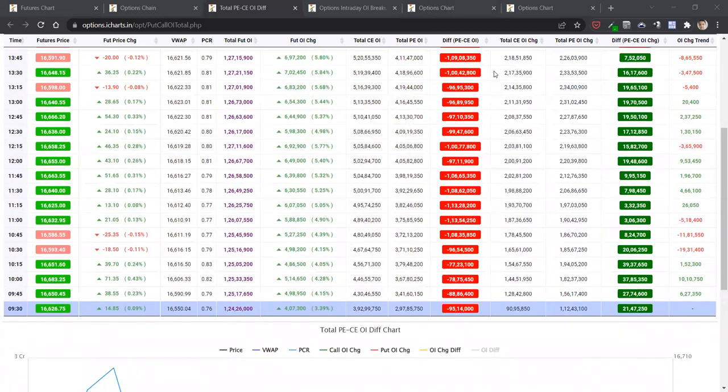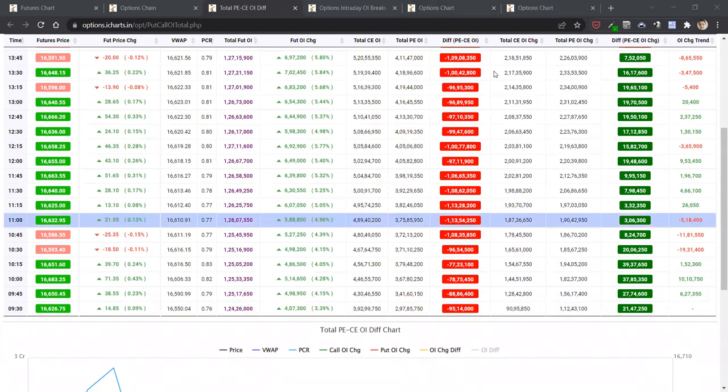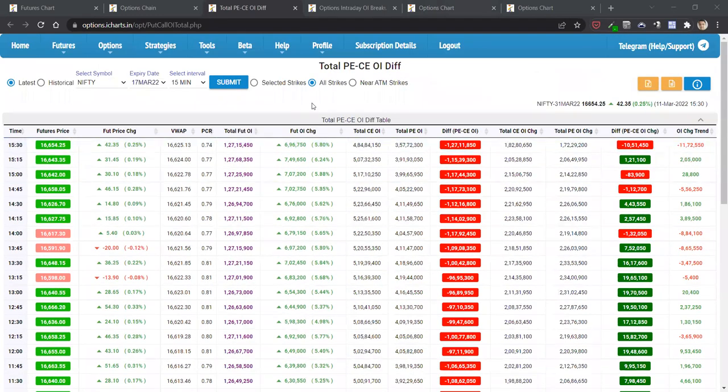Do the analysis on OI, determine the trend bias, and then go to your actual price charts and make sure price is going in your direction before you take the trade. That's the whole idea.